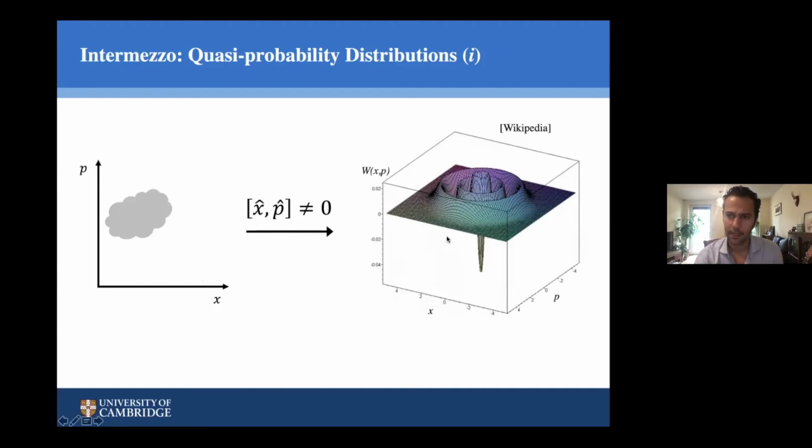So here's a picture I've stolen from Wikipedia. It's showing the most famous quasi-probability distribution there is, the Wigner function. As you can see, it's a function of position and momentum, and it kind of looks like a probability density function. But if you look carefully, you will see that in some parts it actually goes negative, which of course a probability distribution can never do.